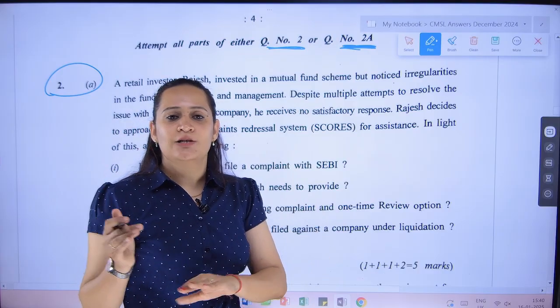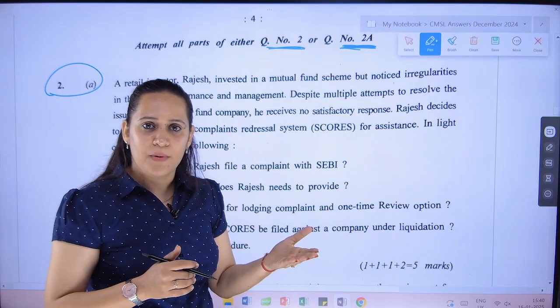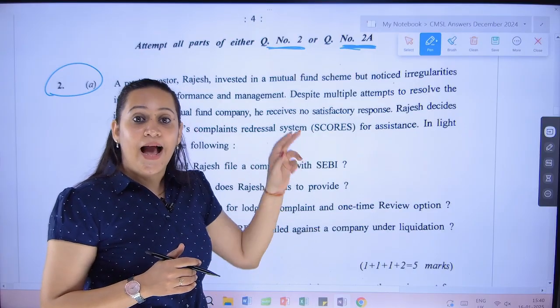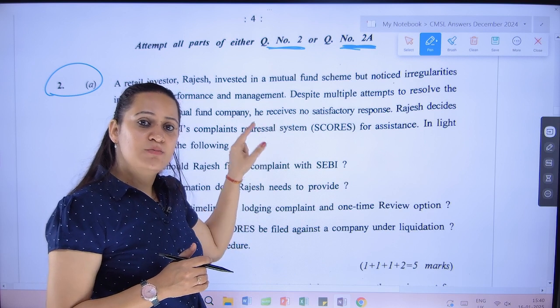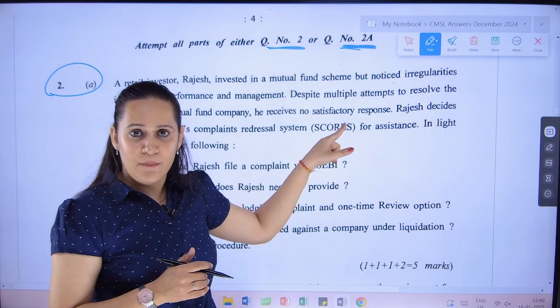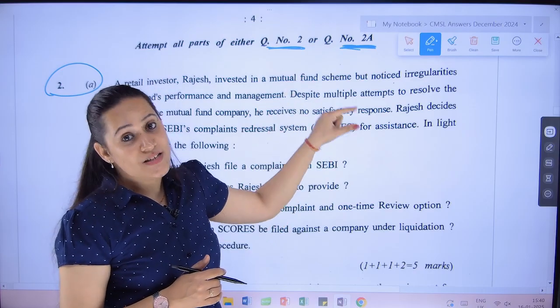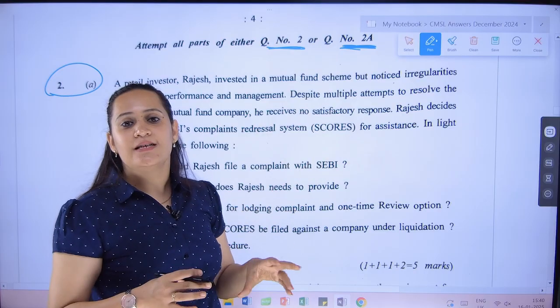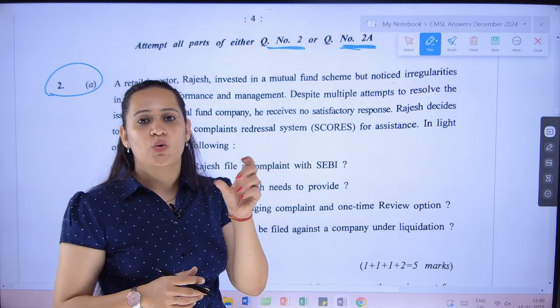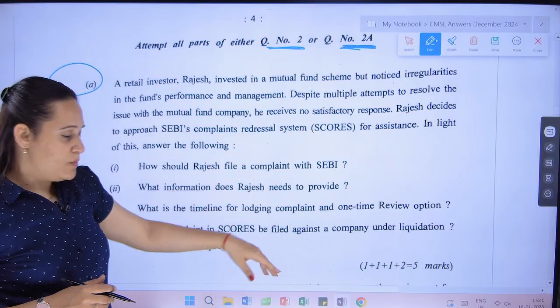Second one is the details with respect to the problem that he is facing: against whom he wants to file a complaint, what is the nature of the complaint, has he used the direct mechanism to first approach the company, when did he approach the company, did he get a reply, did he not get a reply, or he got a reply but he is not satisfied with the reply. All these details are required to be submitted along with the necessary documents you can attach. That is the information required to be provided.